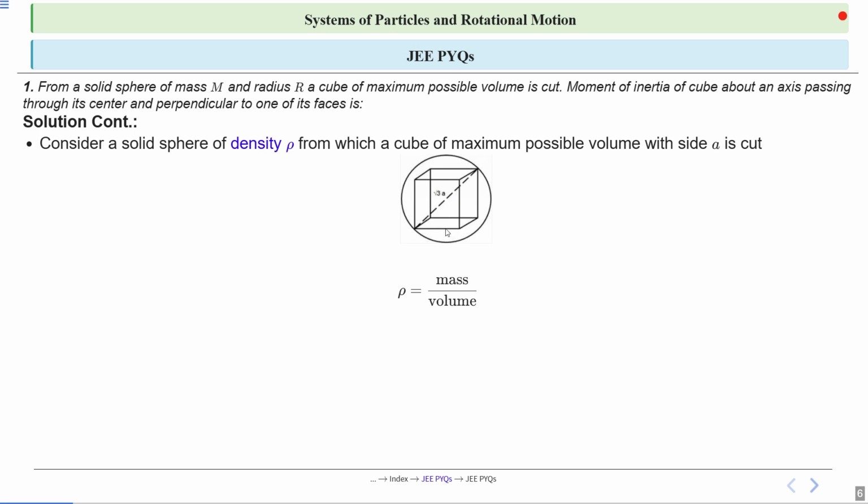So the density of the solid sphere is mass upon volume, and the diameter of the sphere d is equal to 2r. Alright. So the diagonal of the cube is a root 3.